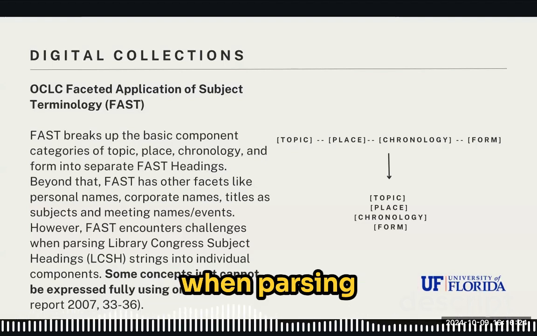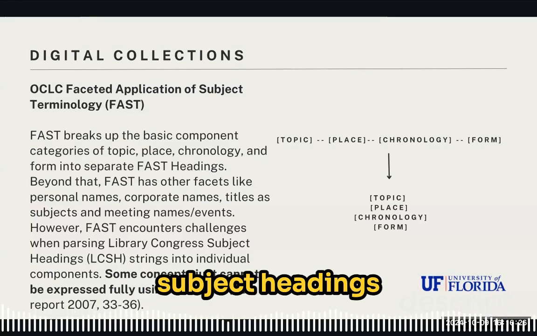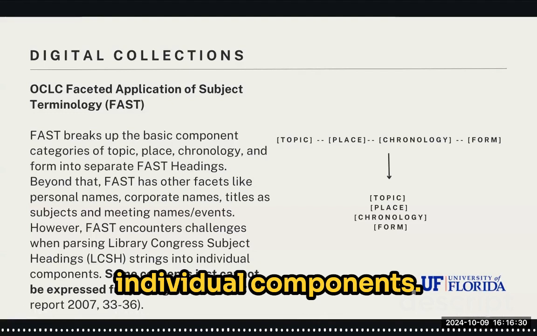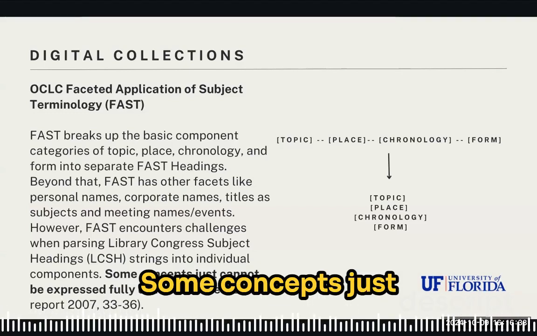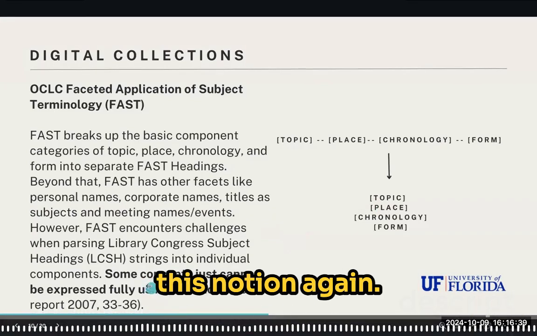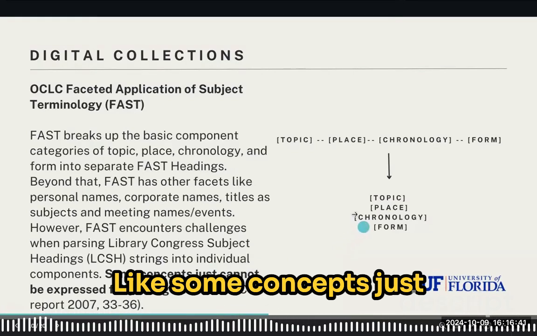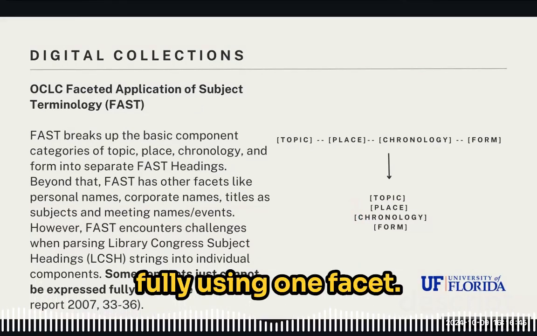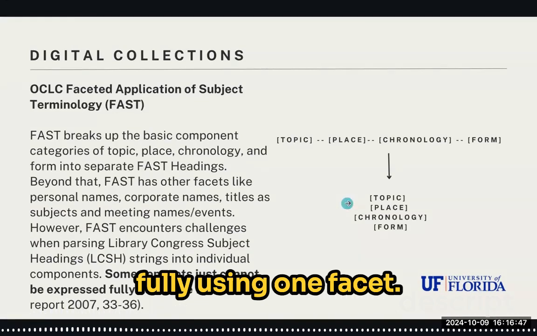However, FAST encounters challenges when parsing Library of Congress Subject Headings, LCSH, strings into individual components. Some concepts just cannot be expressed fully using one facet. We'll come back to this notion again: some concepts just cannot be expressed fully using one facet.